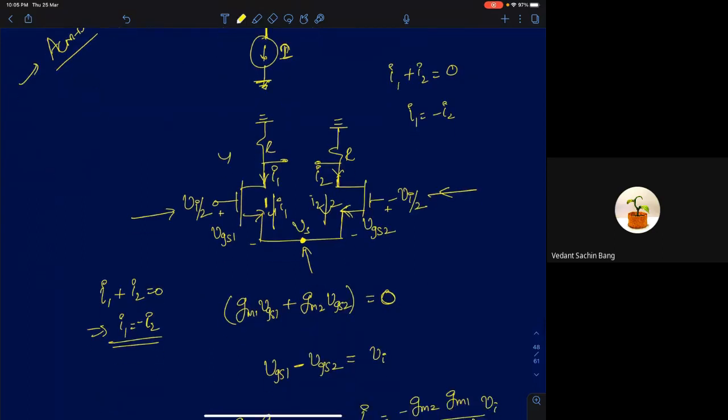The way we analyzed the previous circuit, I'm first going to assume the transistors are mismatched and the resistors are not mismatched. So I'll assume the transistor GMs are GM1 and GM2.